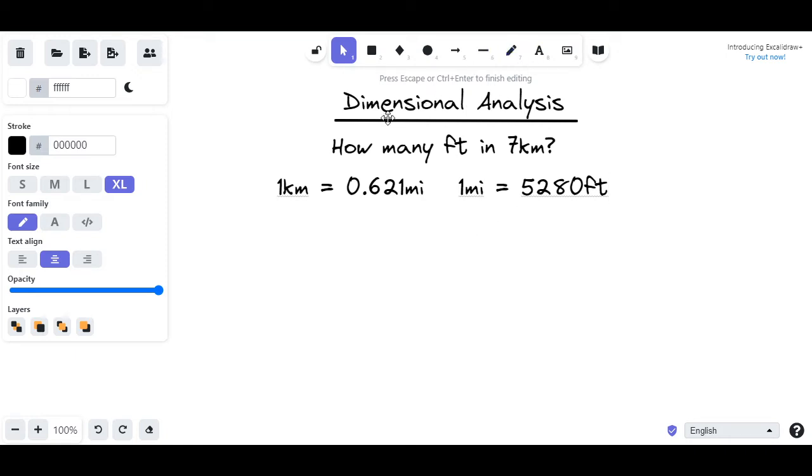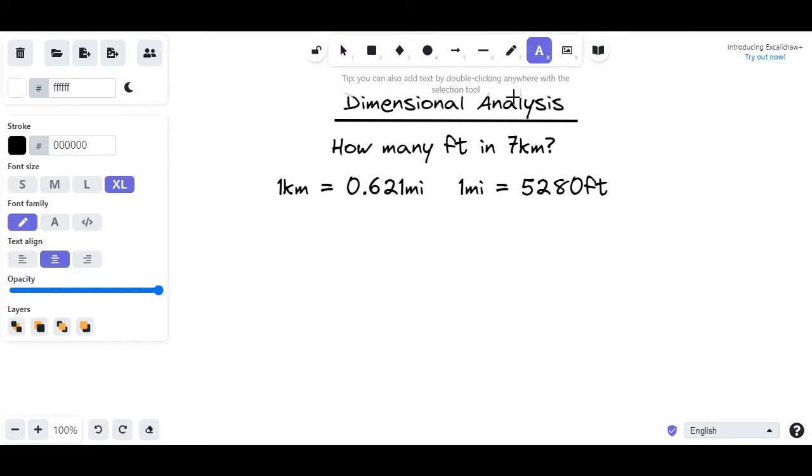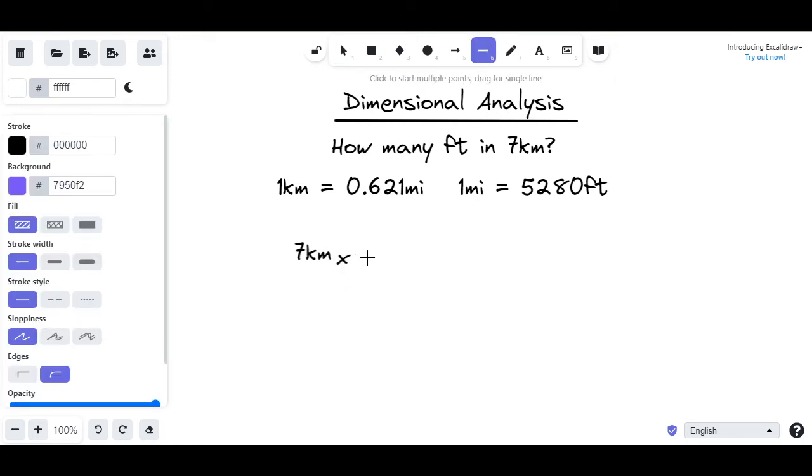So I'm going to start by writing my equation. I'm going to always start with the information that the problem gives me, which in this case is 7 kilometers. It says how many feet are in 7 kilometers. So I'm going to put that down. Then I'm going to put a multiplication symbol, and then I'm going to put a line for division.